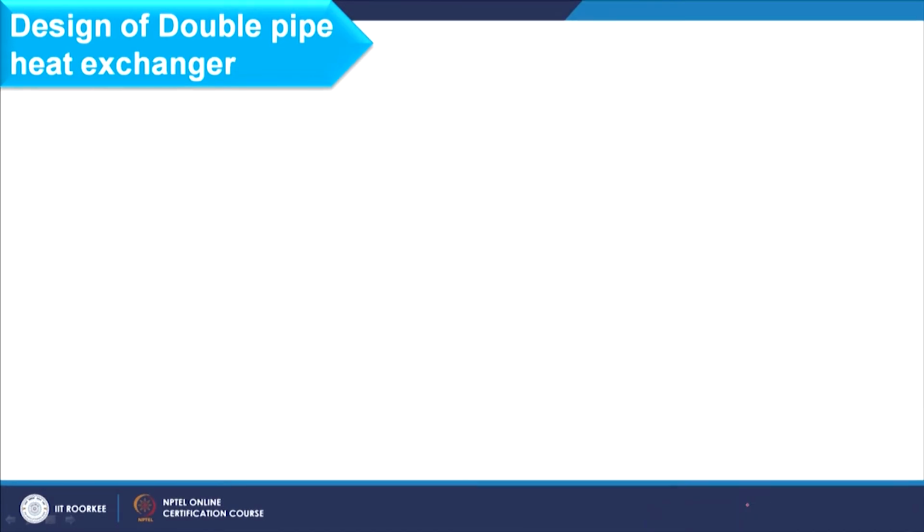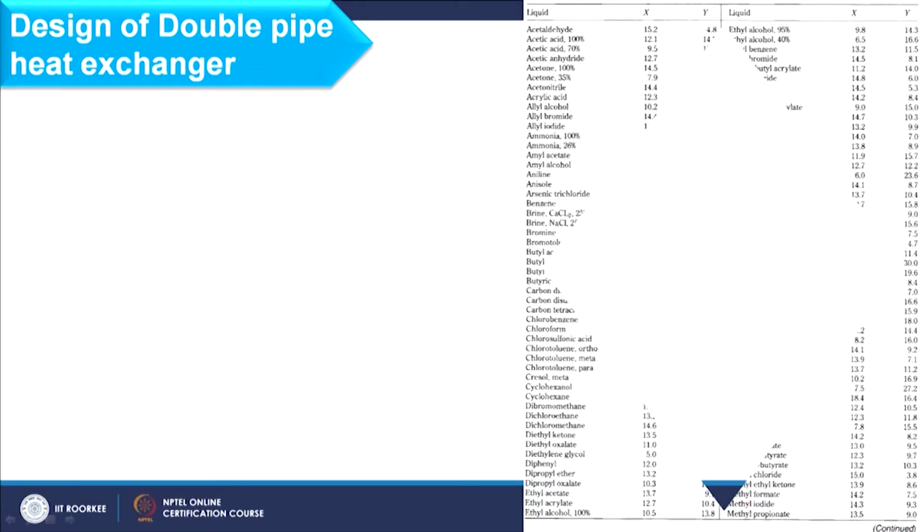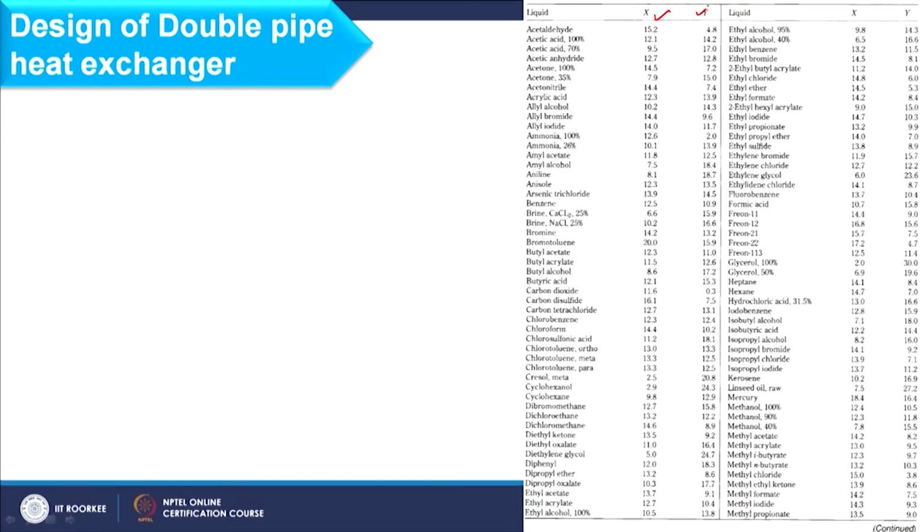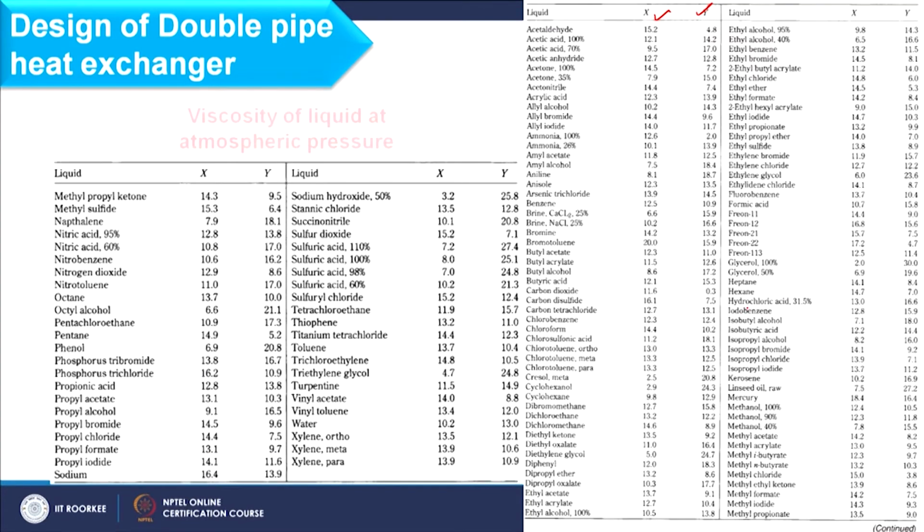It will depend on different fluids. Like here we have x and y values depending upon the fluid. And this table continues here as well. So, you can consider any fluid, and accordingly you can consider the y and x values. For example, if I am considering benzene, then the x value is 12.5 and the y value is 10.9.